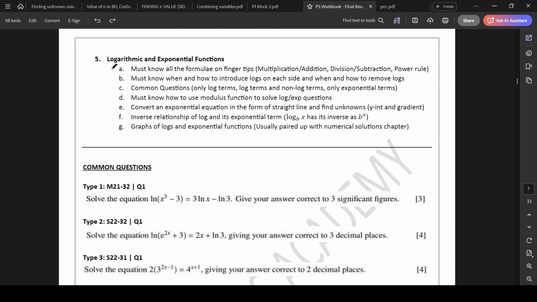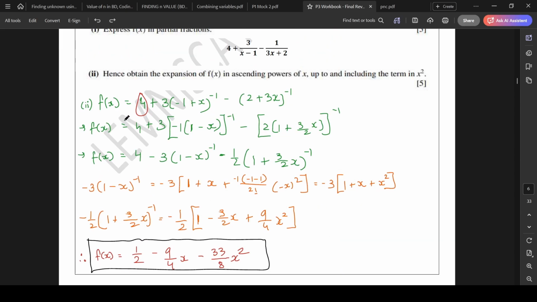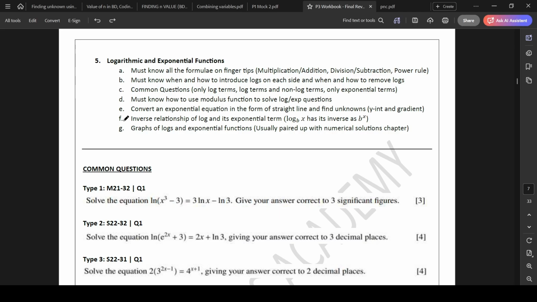Now, apart from the applications that you're seeing over here for the commonly asked questions, logarithm is one of the things that is present widely across your P3 syllabus. You can find logarithms in your integration, in differentiation, and even inside the modulus functions. So it's really good if you are learning logarithmic manipulations. Just be good with it and you will find your life easy in your P3.